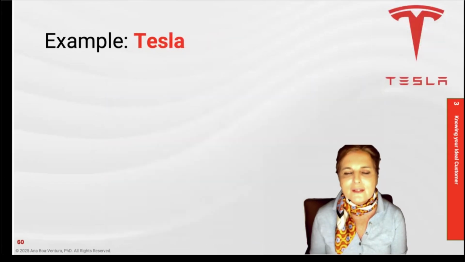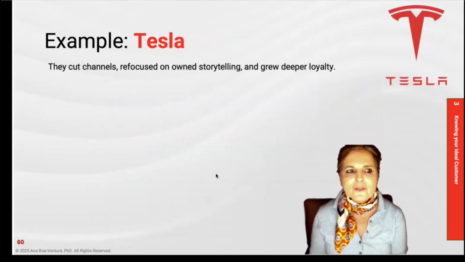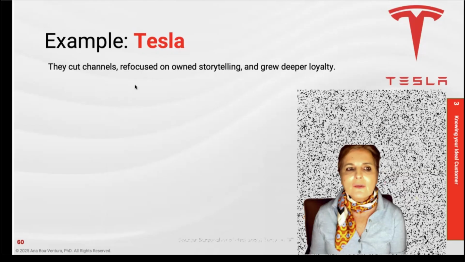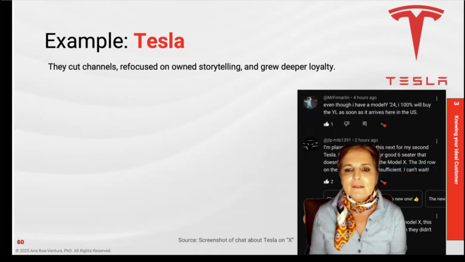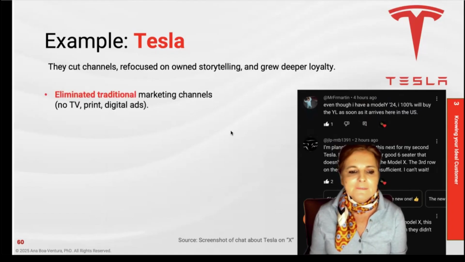Another example is Tesla. Tesla also cut channels, they refocused on owned storytelling, like Patagonia, that's owned storytelling. It's on their YouTube channel, right? And this way, Tesla grew deeper loyalty. So what you see here is part of a conversation about the Model Y of Tesla on X, a platform that's owned by Elon Musk.